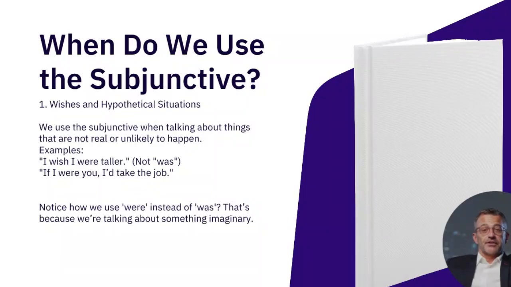When do we use the subjunctive? 1. Wishes and hypothetical situations. We use the subjunctive when talking about things that are not real or unlikely to happen. Examples: I wish I were taller. Not was. If I were you, I'd take the job. Notice how we use were instead of was. That's because we're talking about something imaginary.